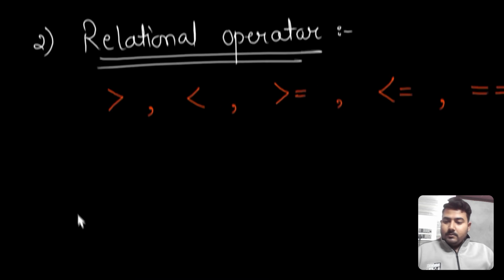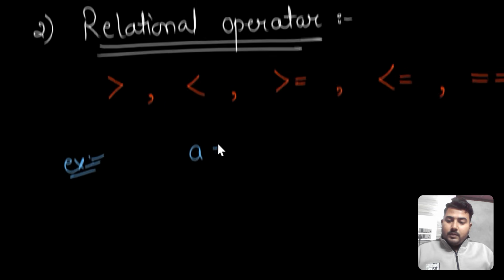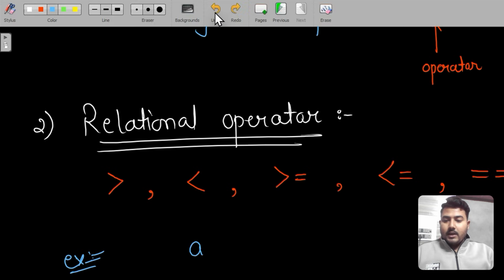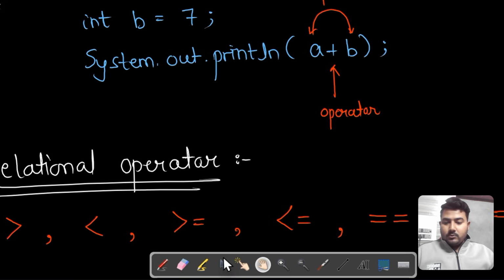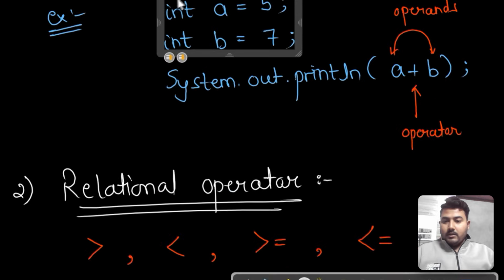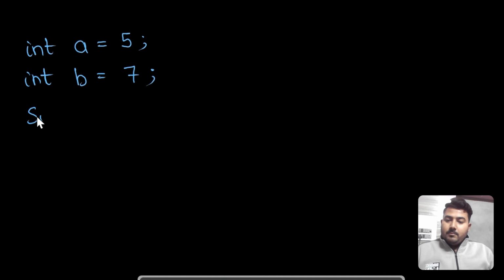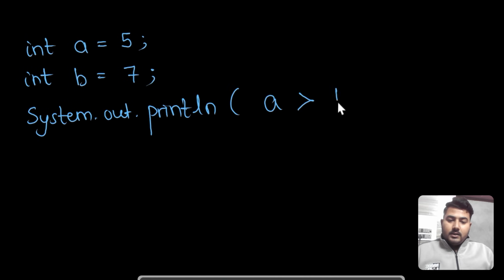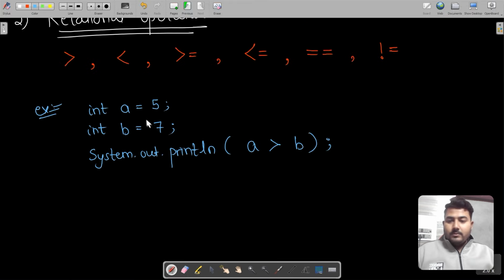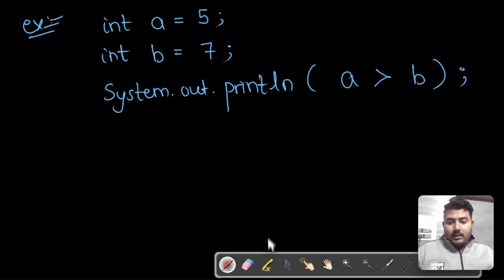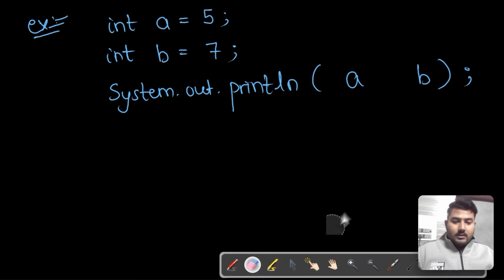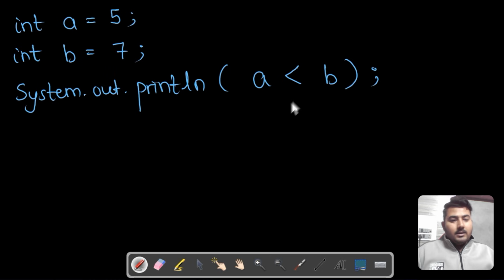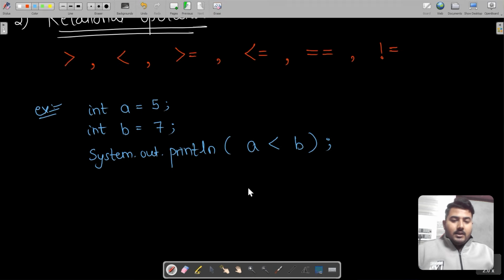For example, let's suppose we have defined the same two things as we defined above. Let me just take those two things, int a and int b. Now if I try to print a greater than b, as you already know, this relation is wrong because 5 is not greater than 7, so this is going to return false. If I change the sign here, a less than b, then that one is going to be true because that relation is correct.